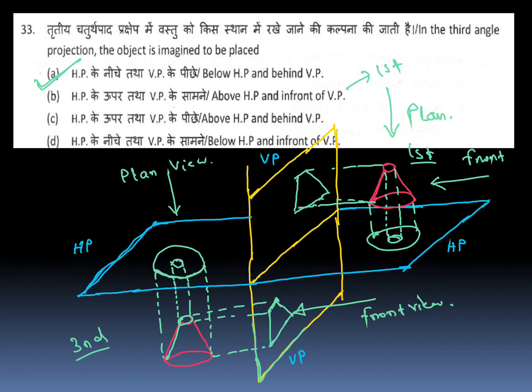And one more thing is important. For first angle projection, if you see from this side, this is the object. Your plan will come here, back side of the object. And in case of third angle projection, if you see from this direction, it will come in front of your object.